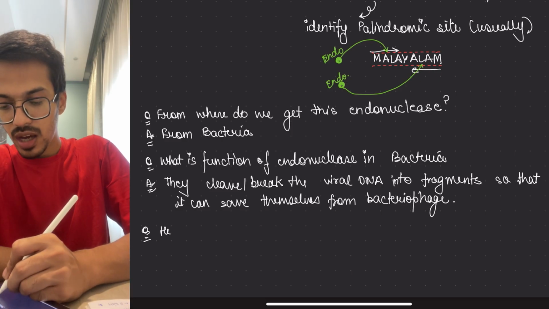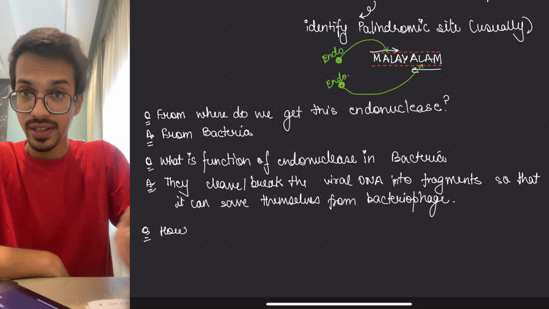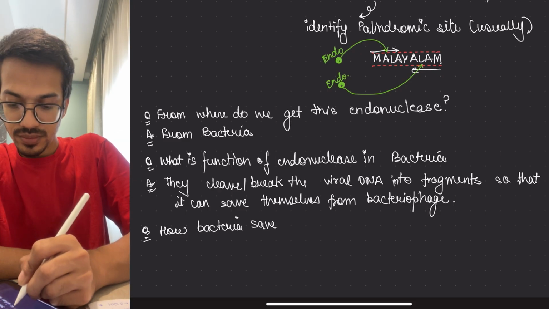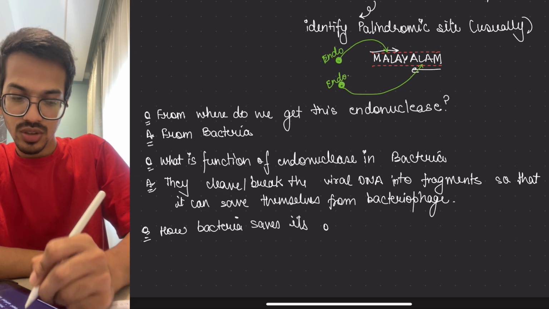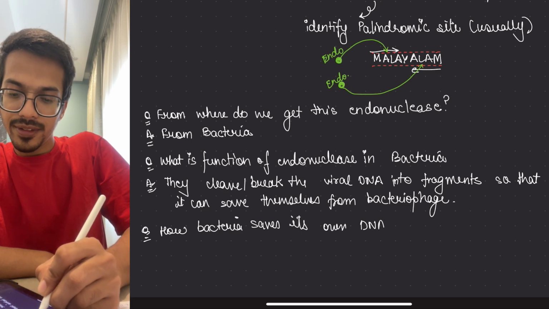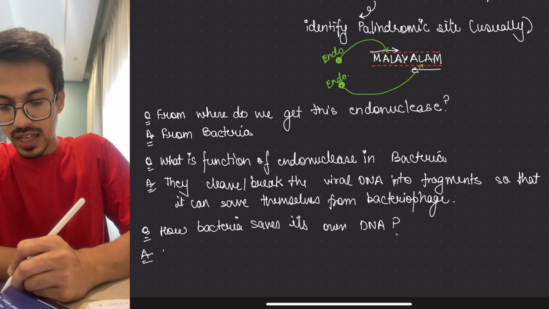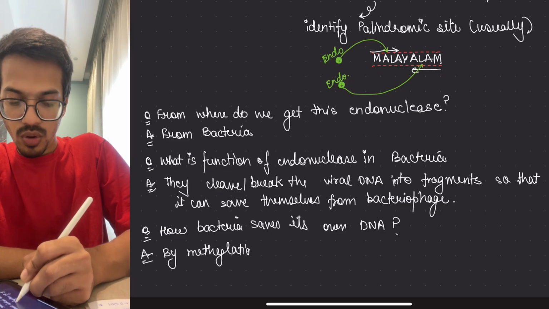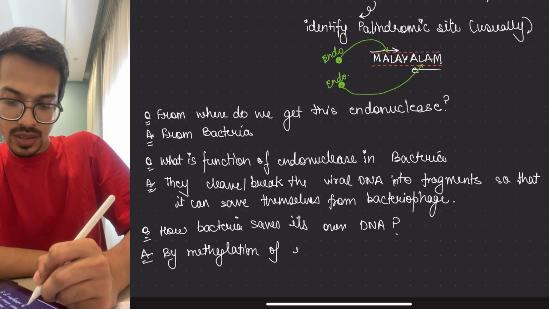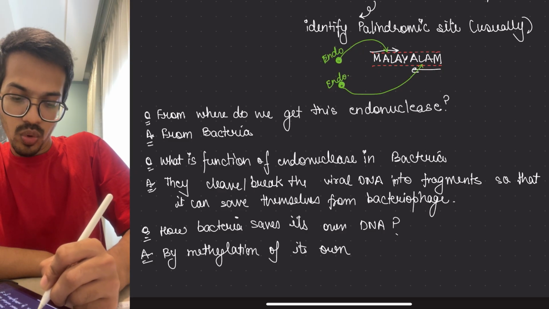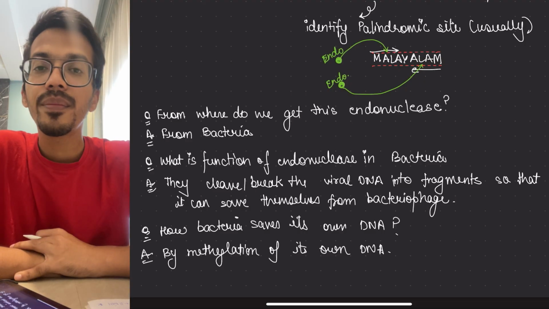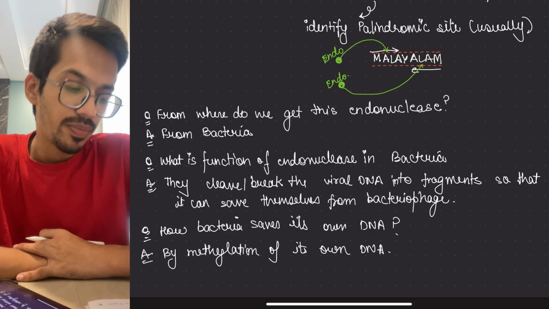Next question is, how do bacteria save their own DNA? The answer is by methylation of their own DNA. So it protects itself and is not identified.